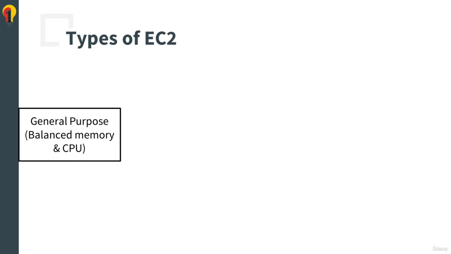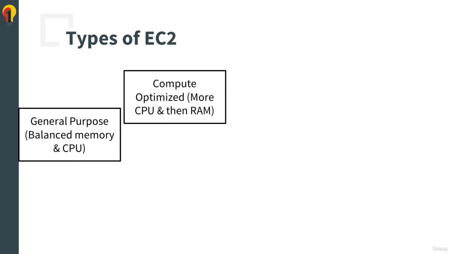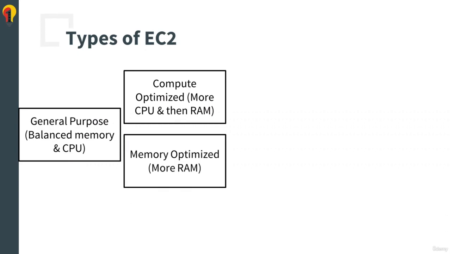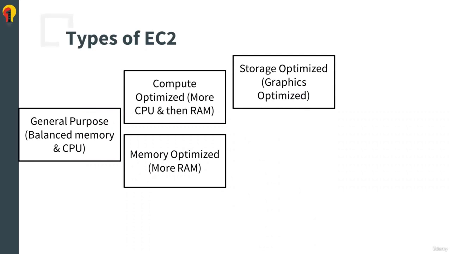Types of EC2. There are 7 types of EC2. General purpose, which is used for balanced memory and CPU. Compute optimized, which is used in the case of more CPU and RAM. Memory optimized, which is basically for more RAM. Storage optimized, in the case of graphics.